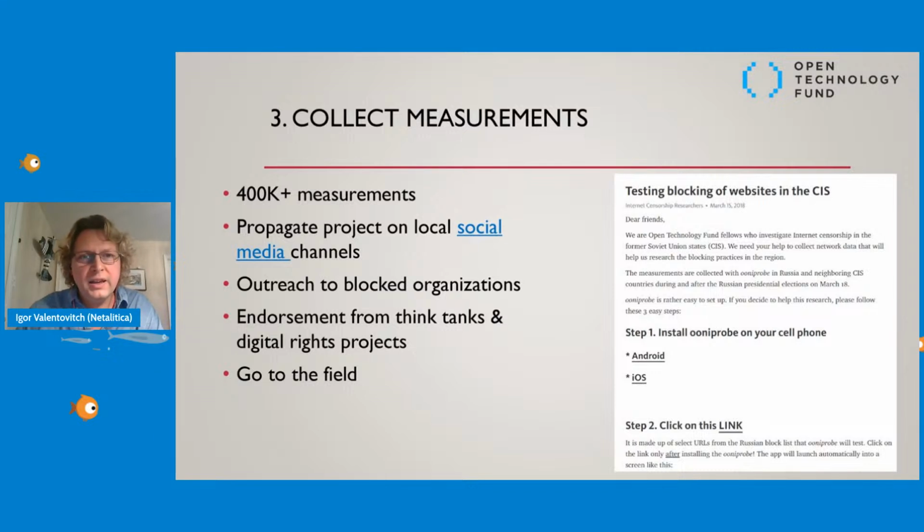So the process of collecting measurements, as I mentioned, was done with the help of OONI probes. For a period of 3 months, we collected more than 400,000 measurements. So it's a massive amount of data. The way we managed to achieve this was we propagated our project on local Russian social media channels. We reached out to blocked organizations on the ground who also advertised our project to their target audiences. And we also received the support and endorsement of established think tanks, including Citizen Lab, and digital rights projects like OONI, who also propagated this type of research to their audiences. And at the end, we also tested ourselves on the field.